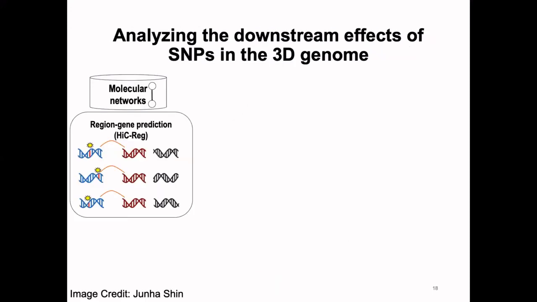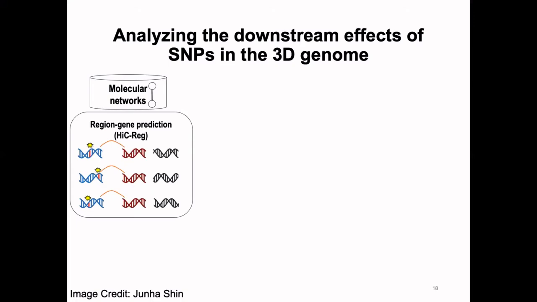And so I already talked about how we could use the Hi-C Reg predictions to map the SNPs to target genes. And that would tell us what the target genes are. But that's only part of the picture. We really want to get a really complete picture of what these SNPs are doing. And so we have the Hi-C Reg predictions again, so we have the SNPs mapped to genes via long-range regulation.